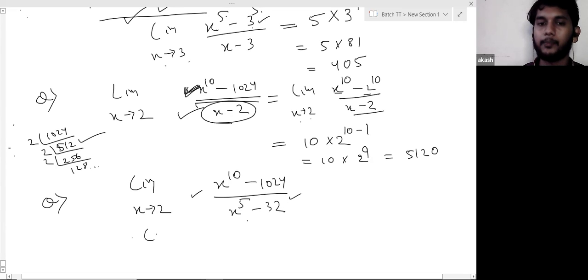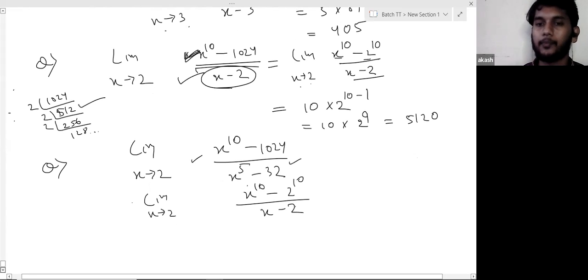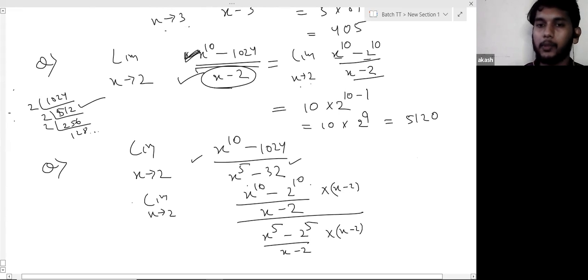So to apply that formula, we can write this as 2 raised to the power 10 upon, we can divide by x minus 2 and multiply x minus 2. And this is x raised to the power 5 minus 2 raised to the power 5, divided by x minus 2 and multiplied by x minus 2. Why so? Because we know this formula is applicable to this, and the formula is applicable to this. And this is getting cancelled. Am I clear on this?